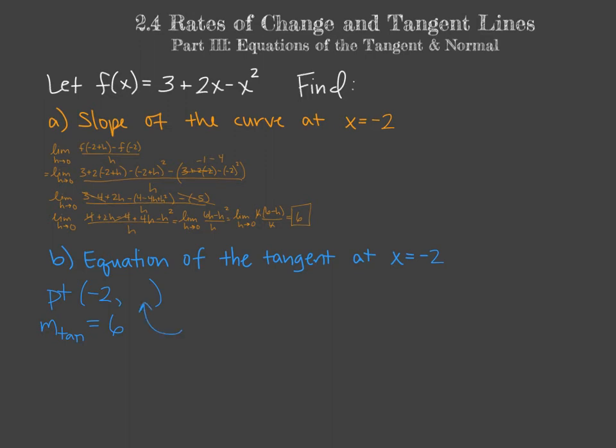In order to find the y-coordinate, if you're given the x-coordinate and a function, we just plug in -2 into our function. And we actually already did that. We found f of -2 already, and we found that it was -5, but I'm just going to do it again real quick over here, just to show you. So we have 3 plus 2 times -2 minus -2 quantity squared, and we'll have 3 minus 4 minus 4. So that gives us -1 minus 4, or -5.